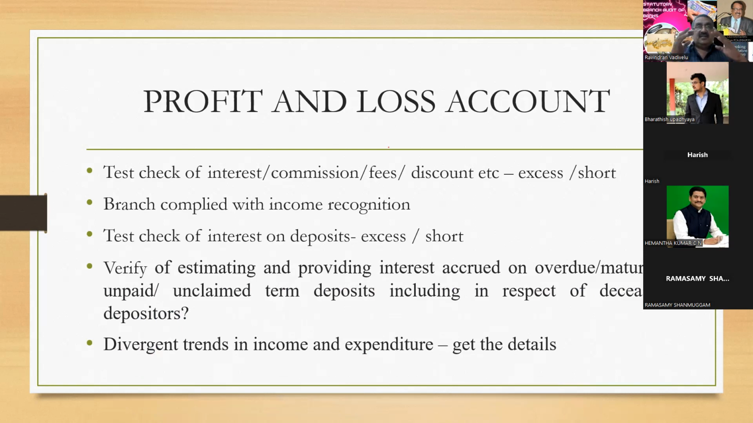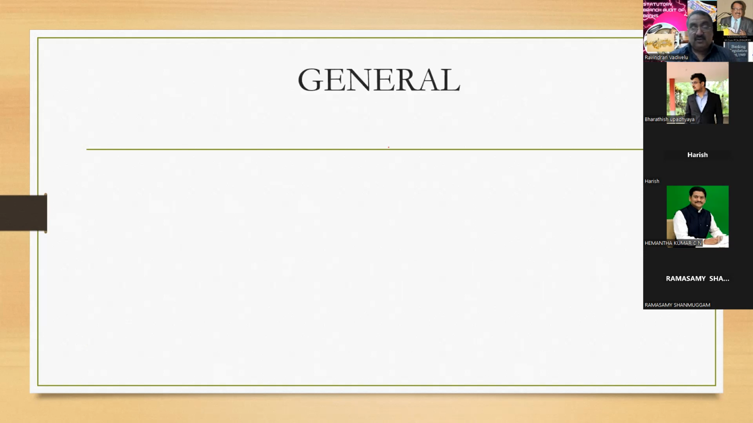That means some advances have been recovered. When advances have been recovered, automatically the profit has come to a lower level. So you have to analyze why the profit has come down, and why the expenditure has gone up. Everything you have to give in your report. So on divergent trends in income and expenditure, you have to give the details.